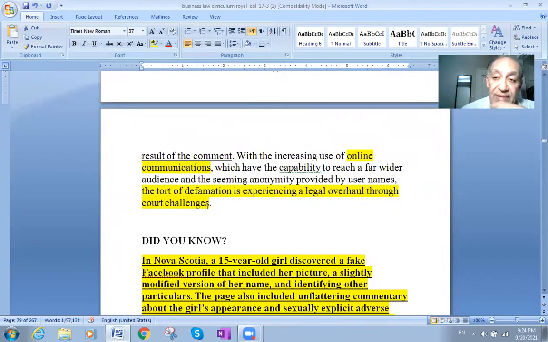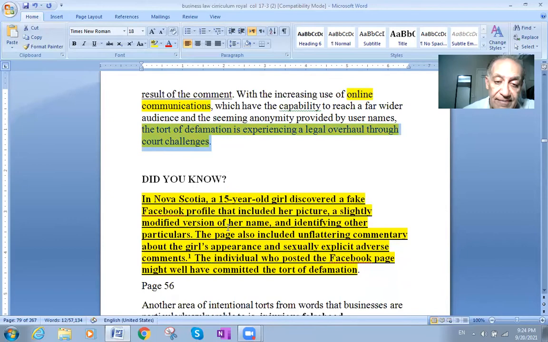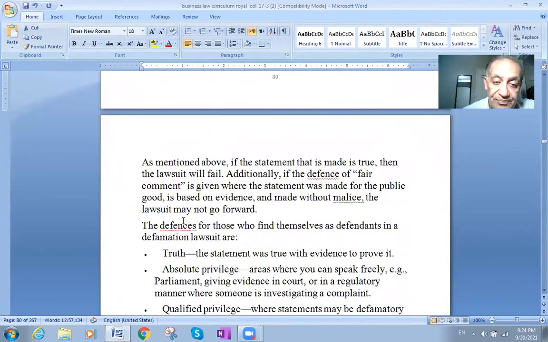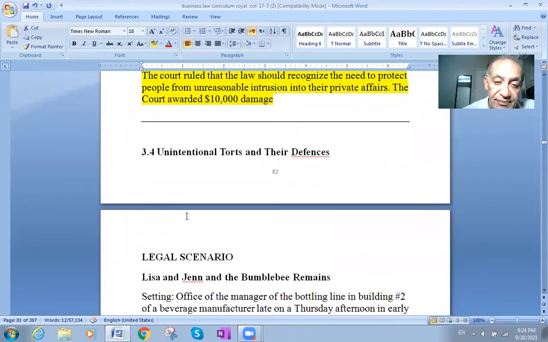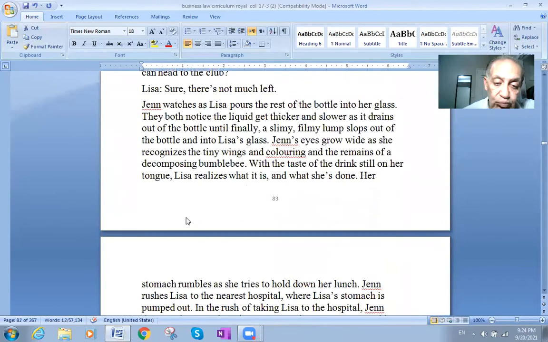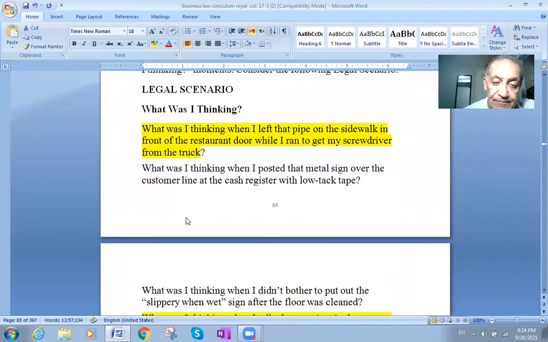The tort of defamation is experiencing a legal overhaul through court challenges. We have some examples here. That's fine.